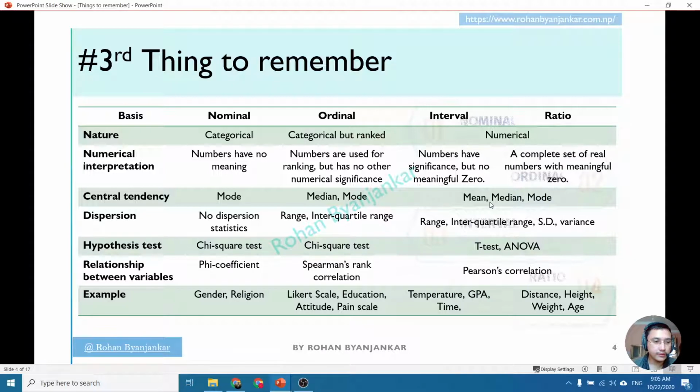Similarly, the last is the examples. For nominal it is gender and religion, for ordinal it is Likert scale, education, attitude scale, pain scale, and for interval it's temperature, GPA, time. For ratio it's distance, height, weight and age.